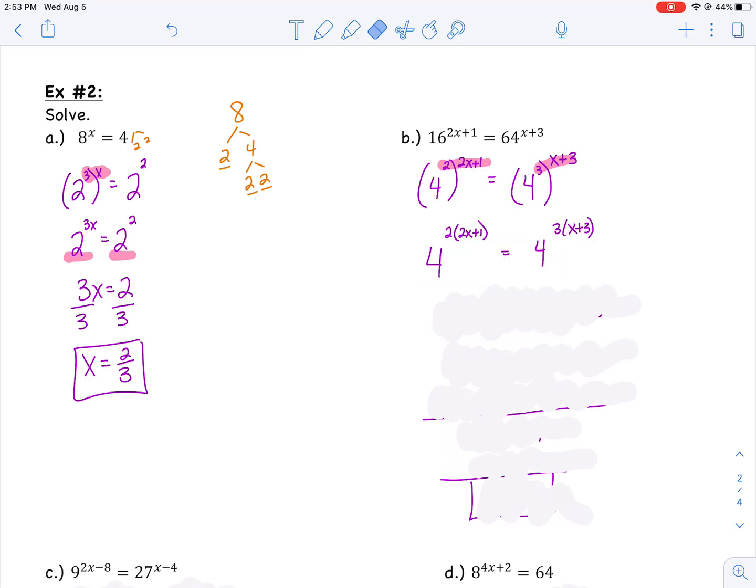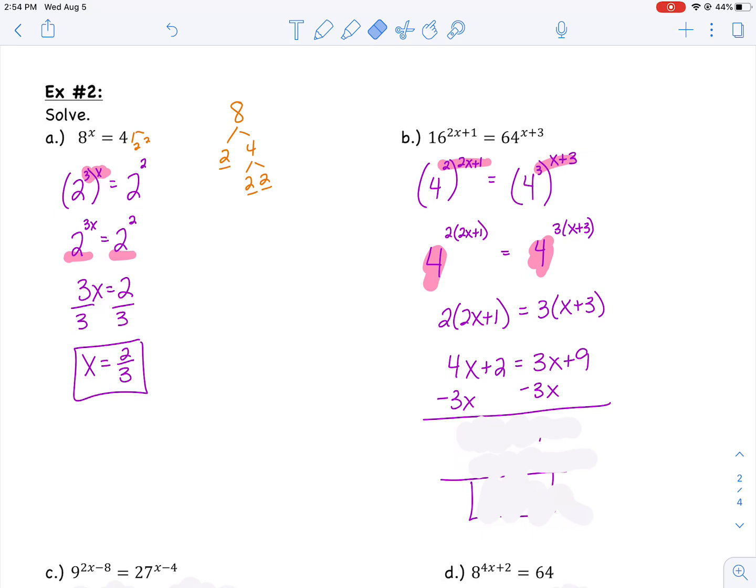And now that my bases are the same, I should be able to just set the exponents equal to each other. So I can say that 2 times 2x plus 1 is equal to 3 times x plus 3. As soon as I got these bases to both be 4s, then I can set the exponents equal. All right, let's continue solving. I'm going to distribute the 2 and I'm going to distribute the 3.